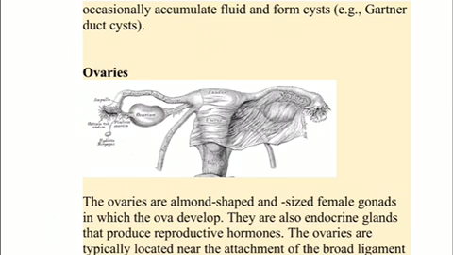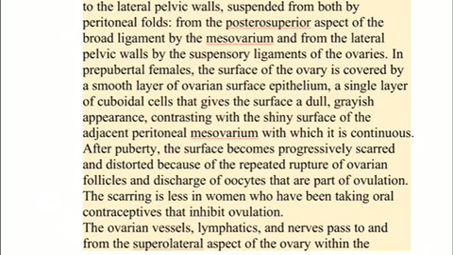Now I cannot help talking about the ovaries. The ovaries are illustrated right here. The ovaries are almond shaped, and their size is also like that of the almond. They are the gonads, the female gonads. So the ovaries are the female gonads in which the ova develop. The ovaries are endocrine glands that produce reproductive hormones. The ovaries are located near the attachment of the broad ligaments to the lateral pelvic walls.